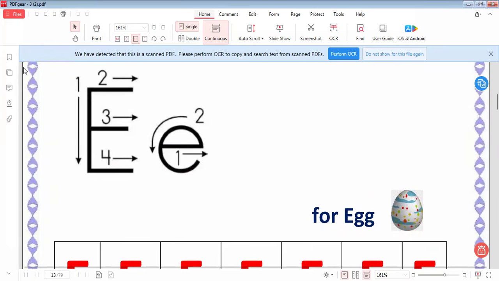I would like to remind you about the vowels. The vowels are A, E, I, O, U. A-E-I-O-U, called vowels. These are vowels.